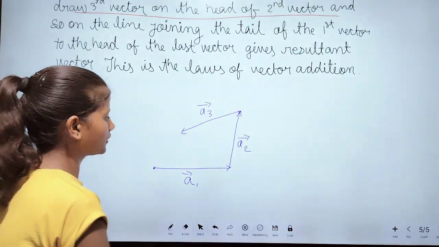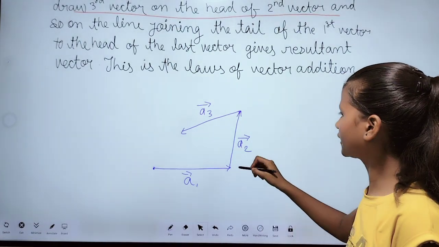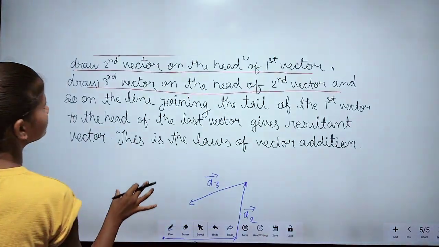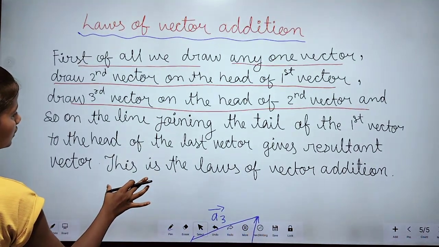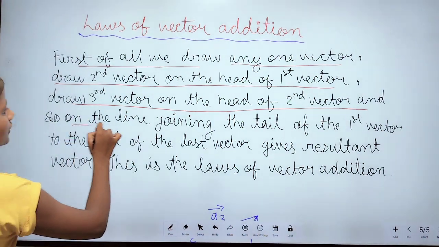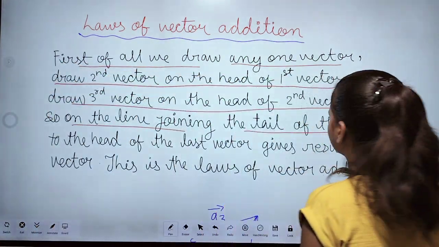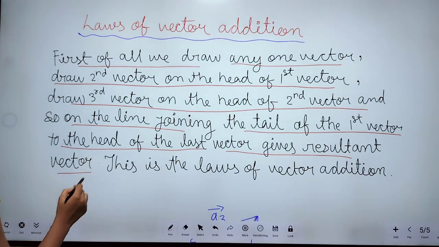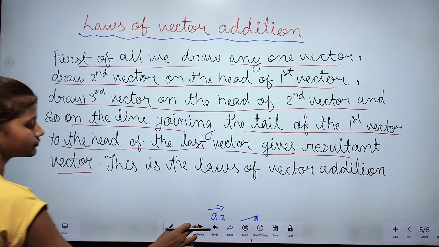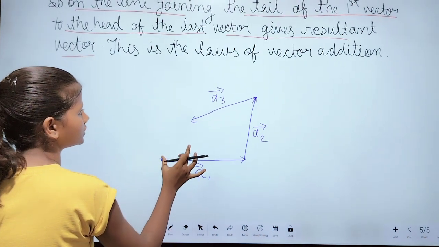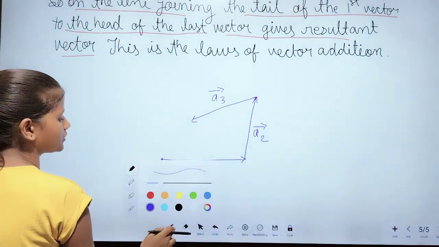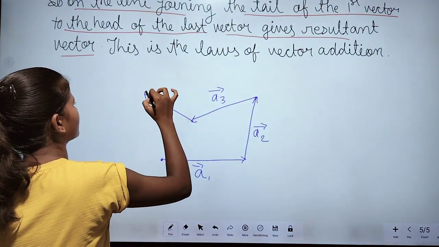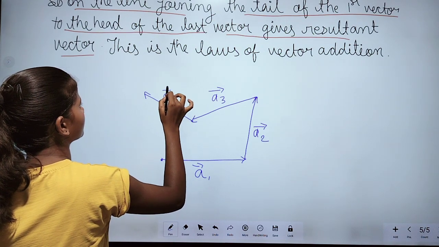Draw first vector, on the head of first vector draw second vector, and on the head of second vector draw third vector, and so on. So we draw fourth vector on the head of third vector. This one is our fourth vector.